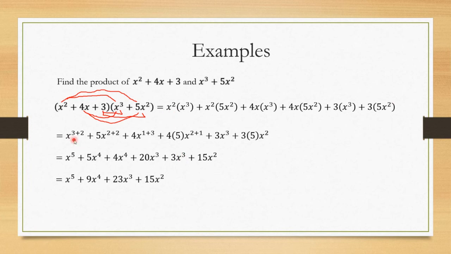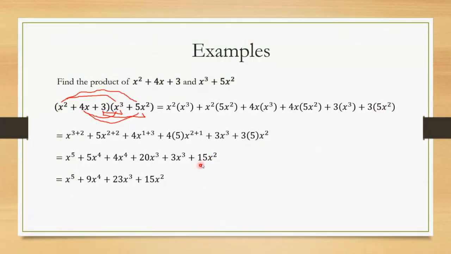So from here we have x to the 3 plus 2, right? We add the exponents. Like bases, add the exponents. 5 times x to the 2 plus 2 over here. 4 times x to the 1 plus 3. Remember, if the exponent's not written, it's understood to be 1. 4 times 5, x to the 2 plus 1. 3x cubed. 5 times 3 times 5x squared, 15x squared.